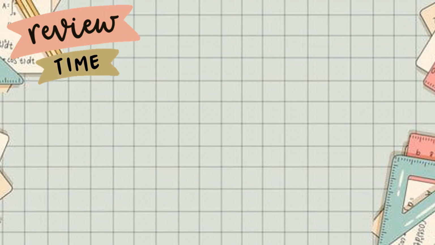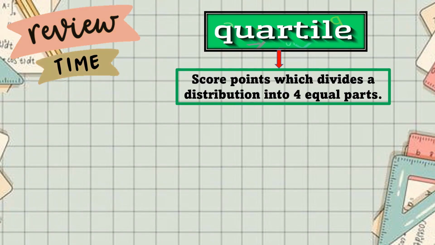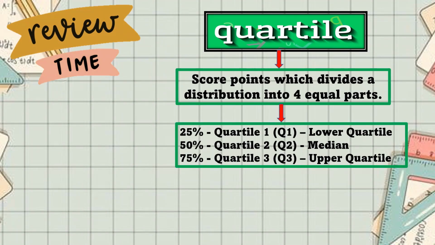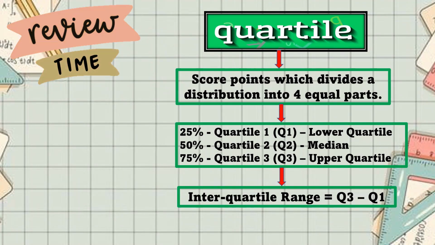Now let us recall what quartile is. Quartiles are score points which divide a distribution into 4 equal parts. We have quartile 1 or Q sub 1, which we also call the lower quartile, that is the 25% or less of the distribution. We have quartile 2 or Q sub 2, which is equal to the 50% or less of the distribution, that we also call the median. We have quartile 3 or Q sub 3, that we also call the upper quartile, that is 75% or less of our distribution. We also have the interquartile range, which is equal to Q sub 3 minus Q sub 1.